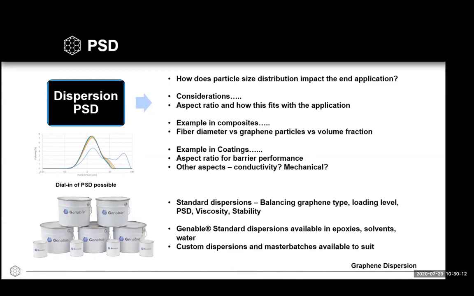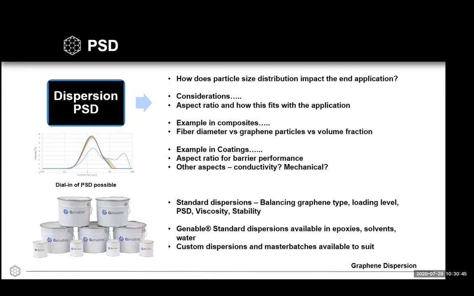And we can do that through the range of processing methods that we employ in manufacture of dispersions. So starting with the base material, which has a fairly broad spectrum in terms of particle size, the blue line, from a little over a micron up to 100 microns, and then able to dial that in very effectively through process technology using a range of process methods.